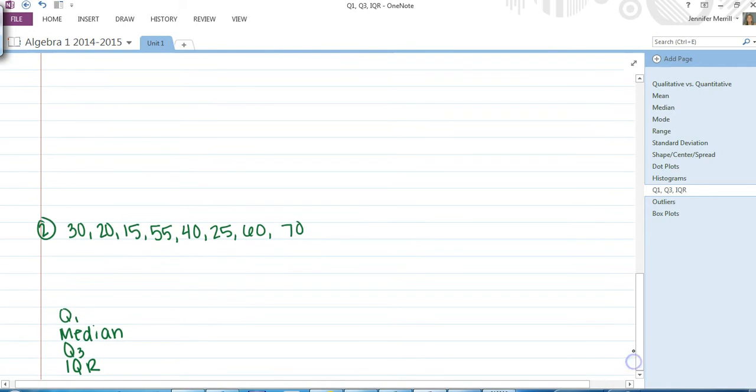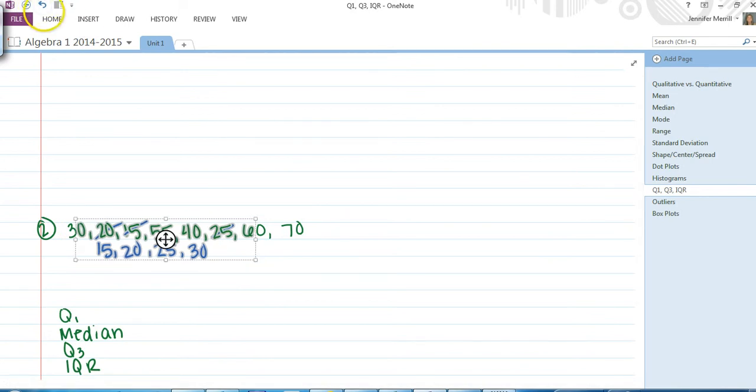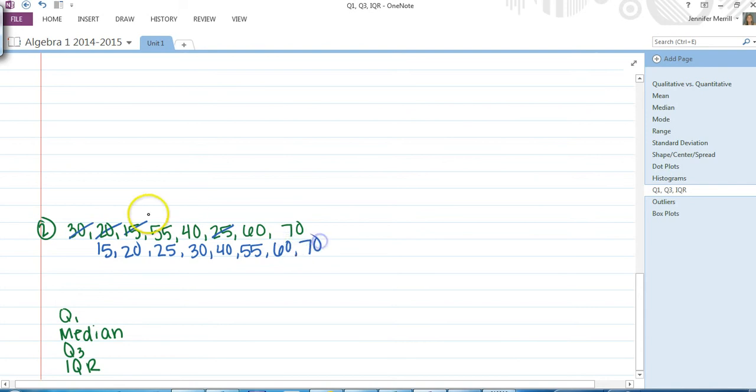Let's go ahead and try another one. This next one I'm going to order the numbers again. So we have 15, 20, 25, 30, 40, 55, 60, and 70.